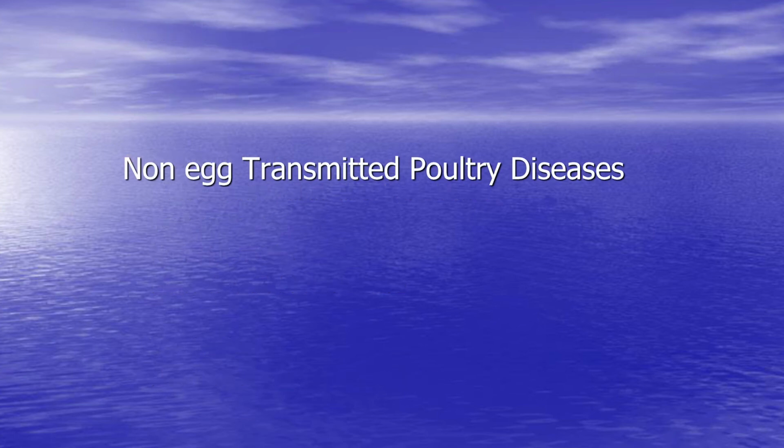Now I'll talk about the non-egg transmitted poultry diseases. These are diseases that the birds, the chickens, just pick up. They're not transmitted in the egg. Salmonella Enteritidis and Gallinarum and Mycoplasma Gallisepticum and Synoviae can not only be picked up from other infected birds, such as through fomites, or respiratory or oral routes, or inhaled, they can also be egg transmitted. The diseases I'll talk about now are the ones that are not transmitted through the egg.